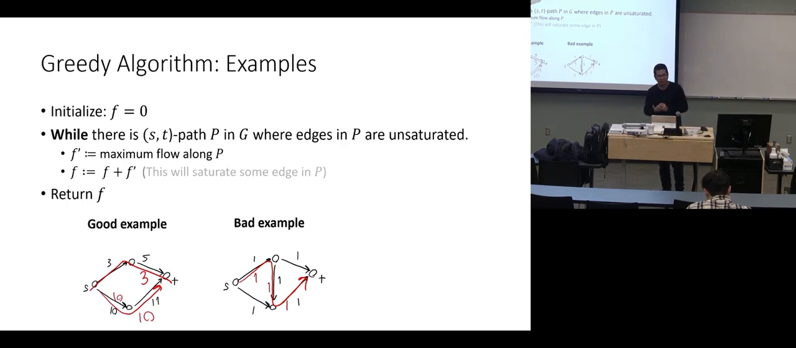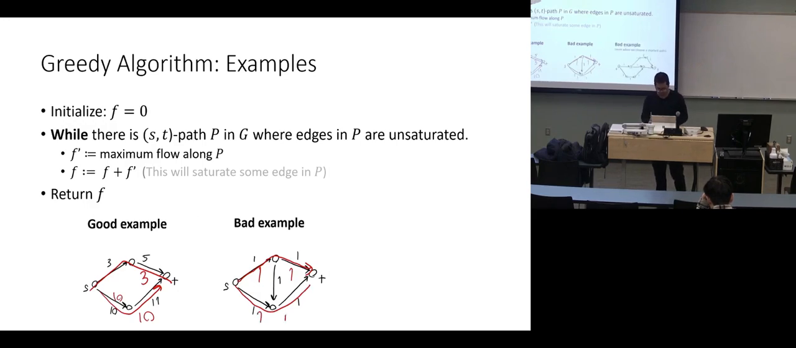Do you have some suggestion, like what should be a good choice of path from S to T? This is a bad path. Is there a good choice of path to choose? Maybe if you choose the shorter path, from S to the top or X to T. If you choose the shortest path, for example, in this example, it would work. The shortest path in this graph is of length 2, so you would go like this, and then go like this, and then you get a maximum flow.